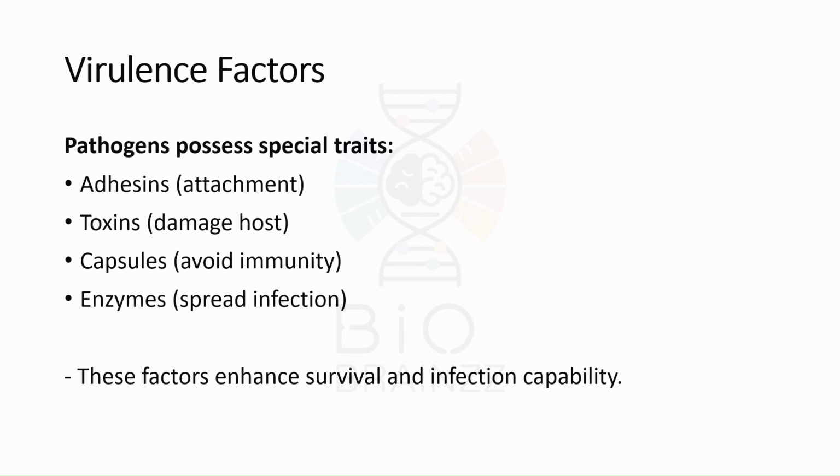Virulence factors are specific characteristics or tools that enable a pathogen to infect a host, cause disease, and evade the immune system. These include structures like adhesins, which help microorganisms attach to the host cells, and capsules, which protect them from being destroyed by immune cells. Without these factors, many pathogens would not be able to establish infections effectively.